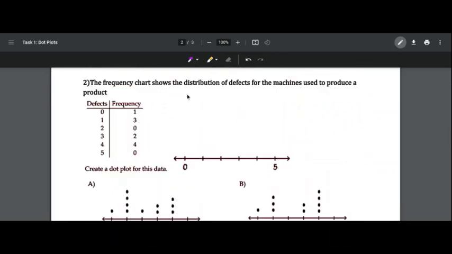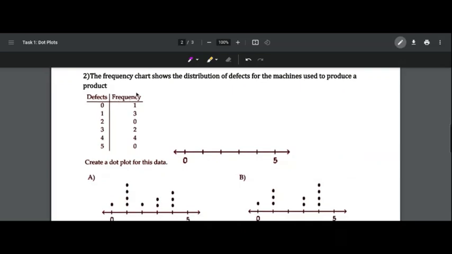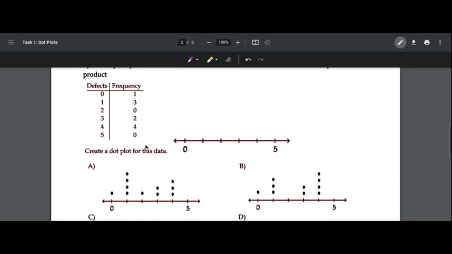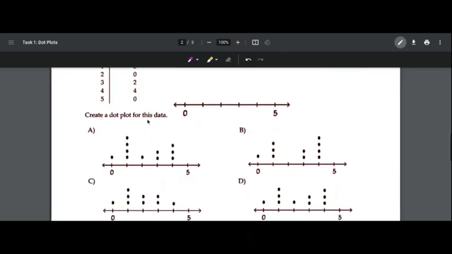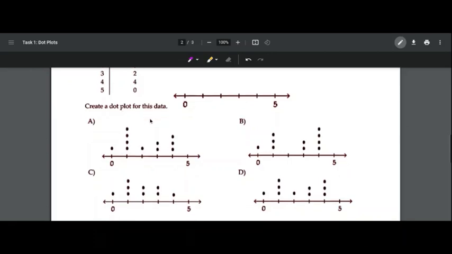The frequency chart shows the distribution of defects for the machines used to produce a product. So here we have the defects and frequency. Defects 0, frequency is 1; defects 1, frequency is 3; defects 2, frequency 0; defects 3, frequency 2; defects 4, frequency 4; and defects 5, frequency 0. So create a dot plot for this data.